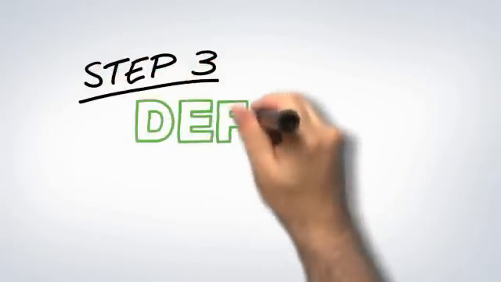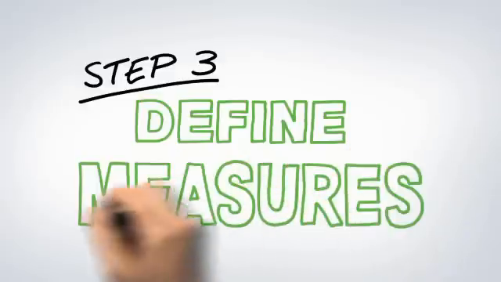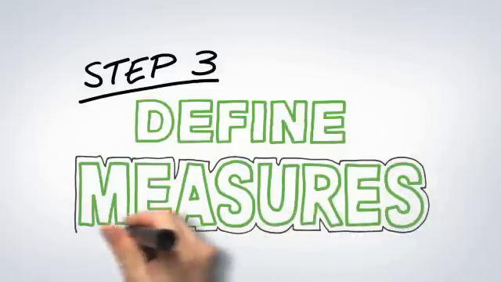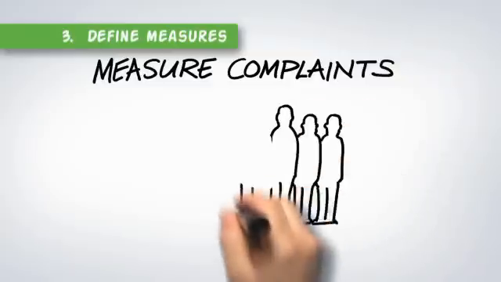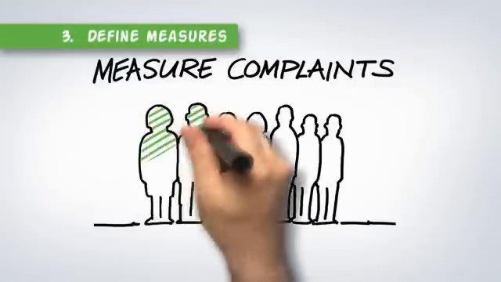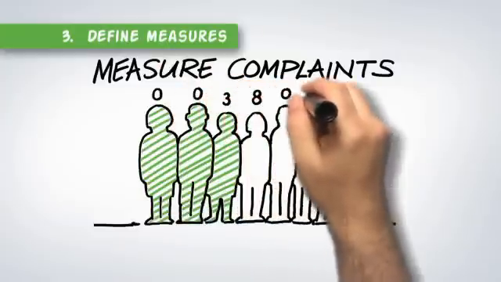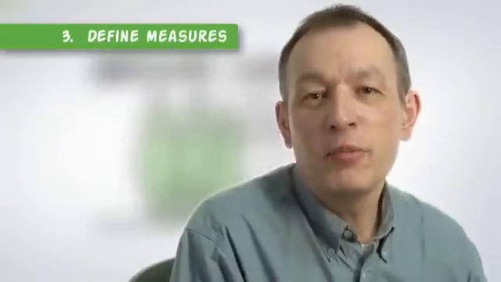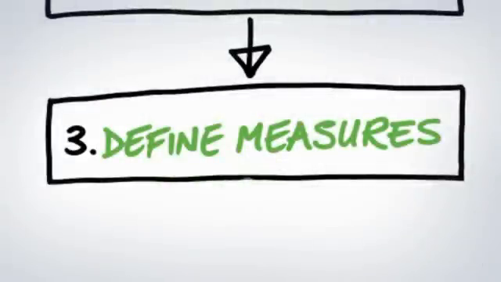Step 3, define measures. We've chosen the measures we want to use, and now we have to be clear exactly what we mean by them. Let's take an example. We've decided we want to measure complaints. Well, exactly how will we do that? Are we talking simply about the number of complaints received? Are we talking about the percentage of patients who complain? Are we talking about the number of complaints we receive per patient? Taking time to define your measures is important because it provides consistency over time.